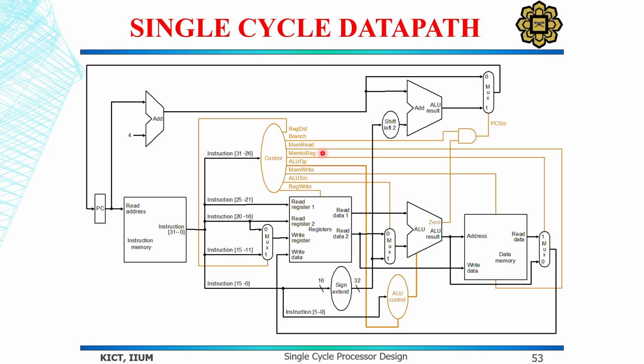Then we have the ALU operations, these are the 2 bits. Then we have enable data memory, right? ALU source, which is the second ALU input. And then we have register write, to enable the writing in the register file.